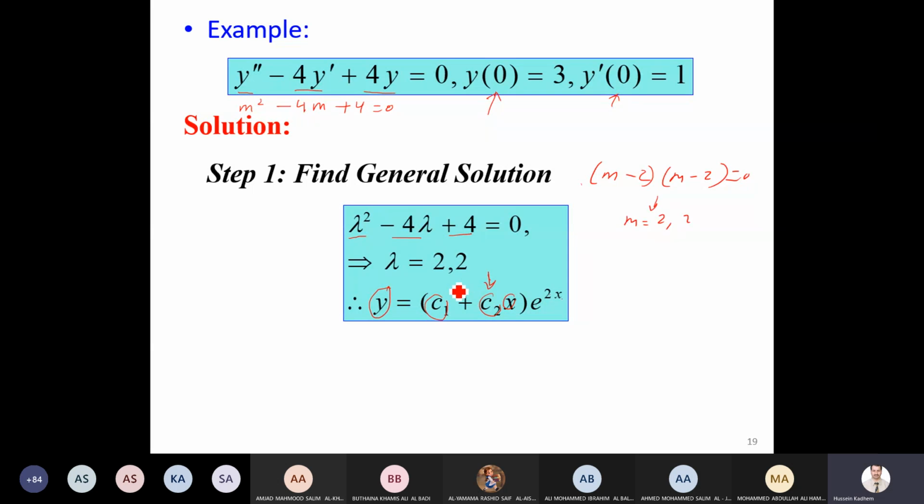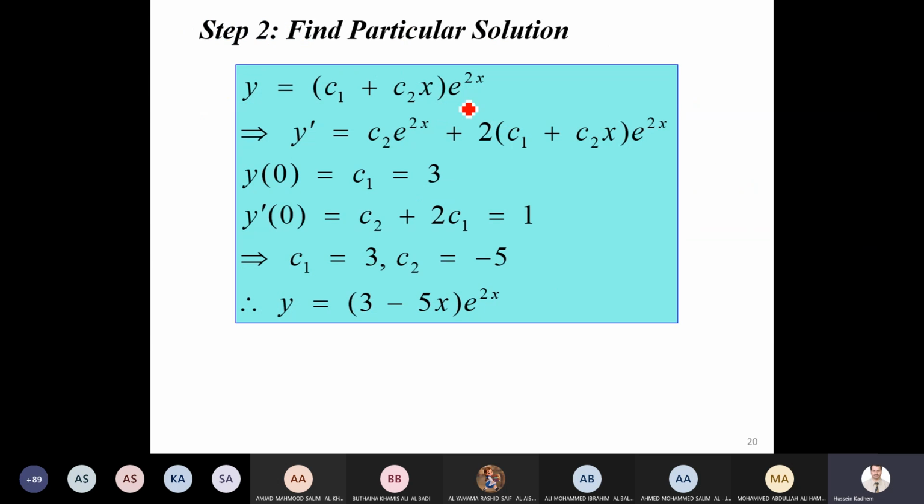Now two constants need to be solved, so I need two initial conditions. He already gave me these conditions. But I need to find y dash first, because I will substitute here for y dash by its value. So I multiply this part here, and then differentiate the exponential. You see here c2 exponential 2x plus 2 times c, and rearrange.